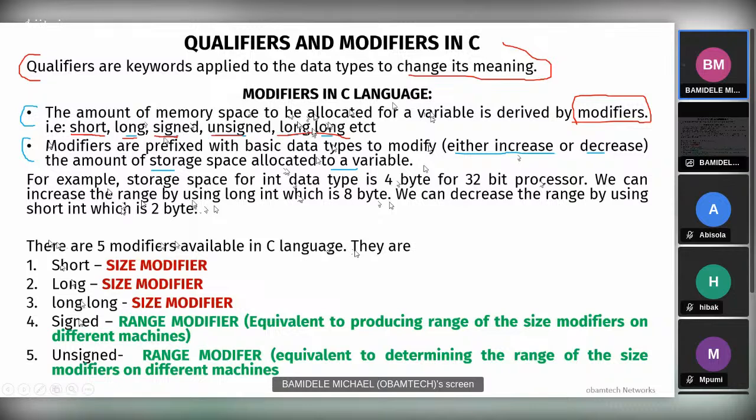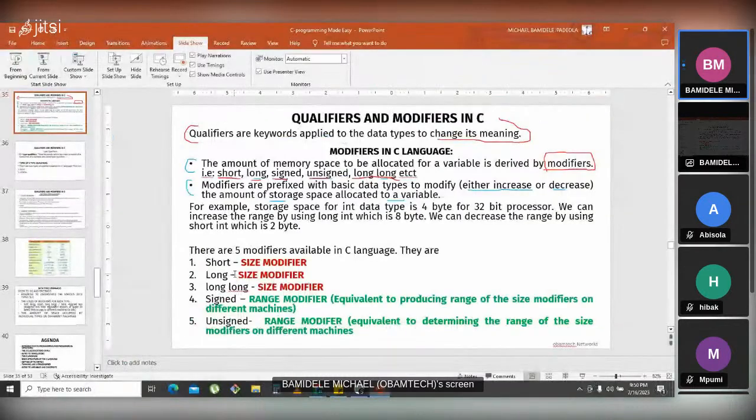They have group, okay? Short, long, long long are under the size modifier. What do we mean by size? That is the storage size, the amount of size, or its size in bytes, or the amount of space it's going to take or occupy in the memory.